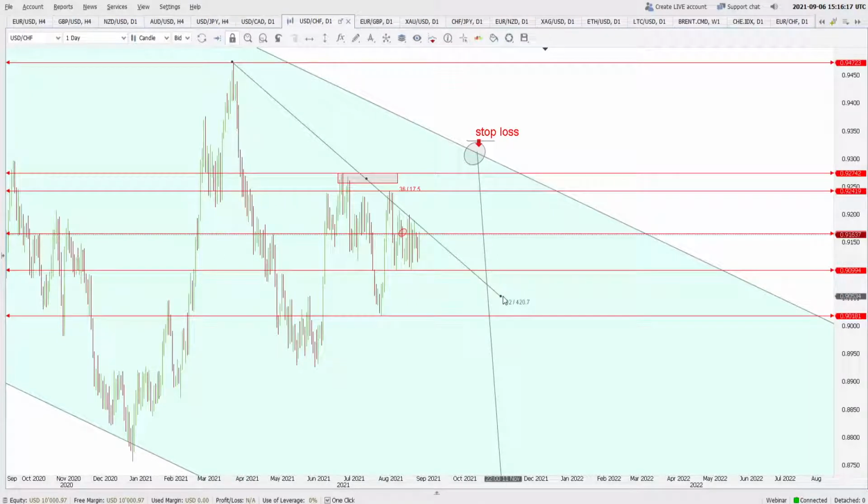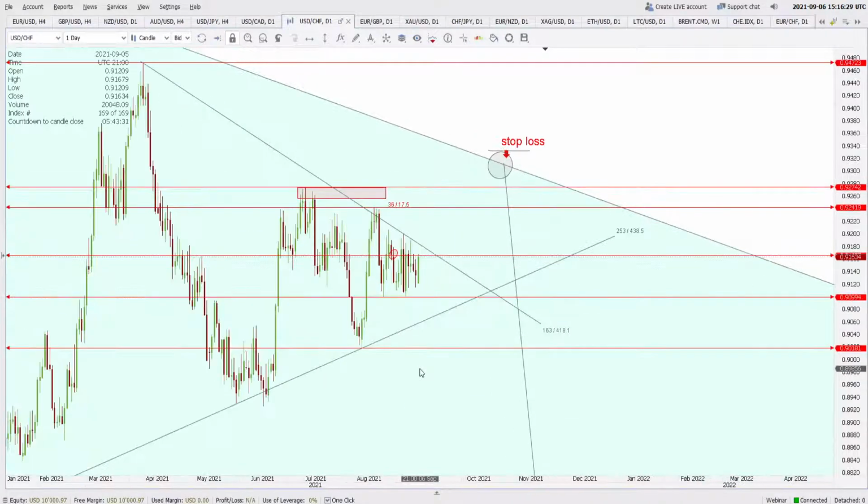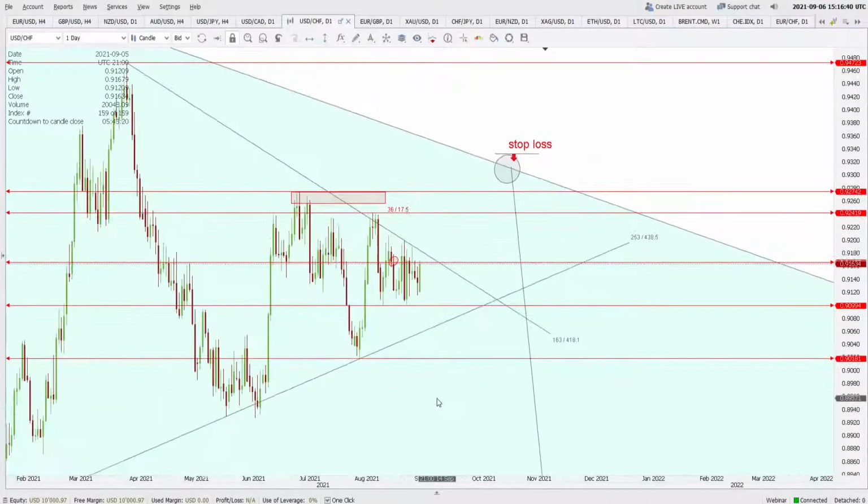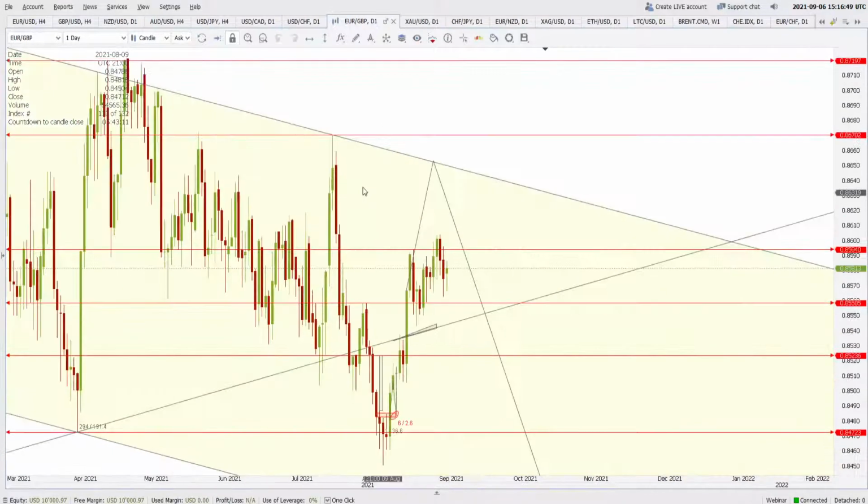So if we make this triangle like this, then I think sooner or later, maybe this week or the next week, there will be a breakout in USD CHF once again. We have created this channel before, but I think this is the one that we should be taking care of.